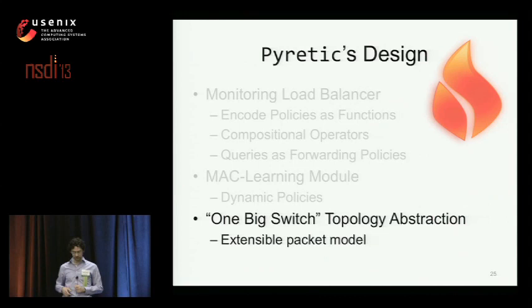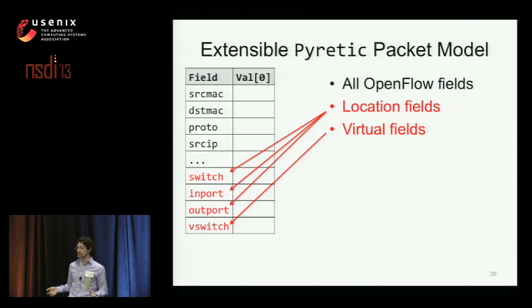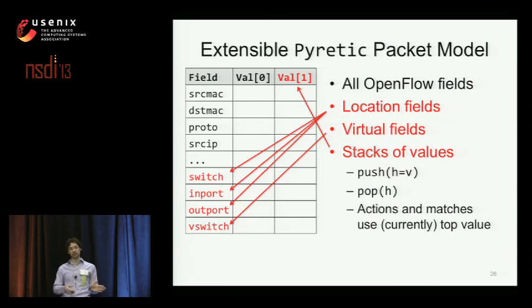So finally, I can tell you how to build topology abstraction in the context of a big switch example. But first, I need to introduce one more thing, our Pyretic packet model, which has all the same fields that the OpenFlow packets do, as well as location fields I already mentioned to you, and completely virtual fields that the programmer can arbitrarily specify, here vSwitch or virtual switch. And finally, you get stacks of values. So we can actually push and pop values onto each header field, which turns out to be really neat for topology abstraction, as I'll show you.